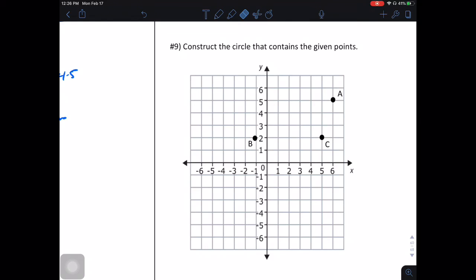construct a circle that contains the given points. So that means that there's some circle here that when we draw it, B, C, and A are on the circle. Now here's how this works. You want to draw a chord from B to C and A to C. Or you could do it from B to A and A to C. You want to draw two chords.